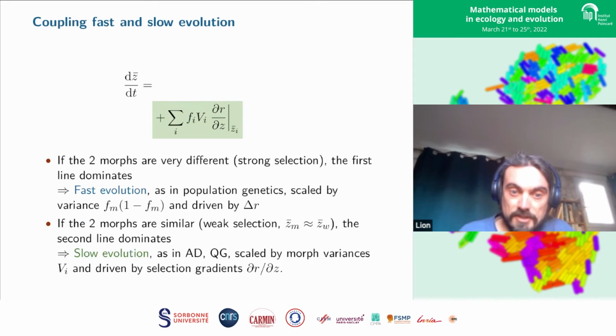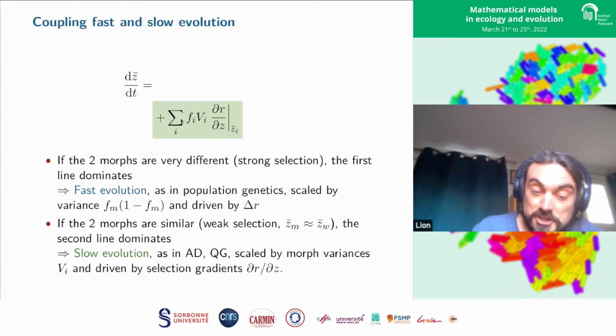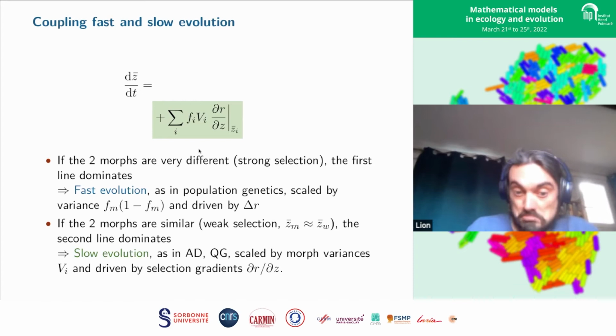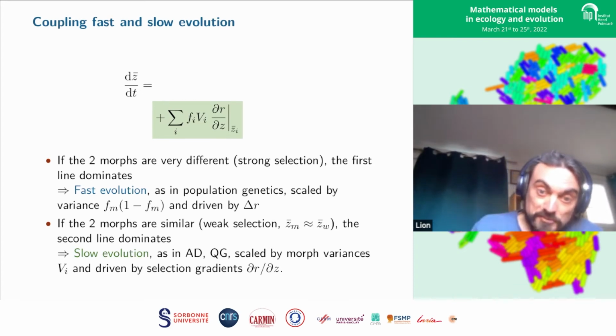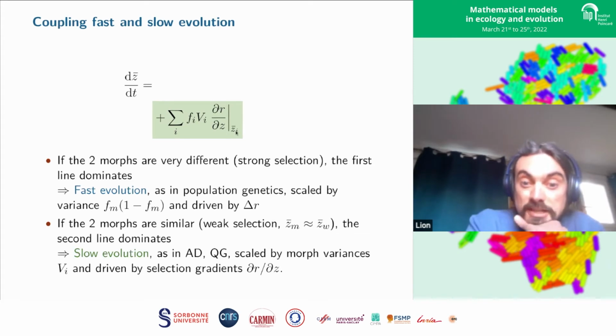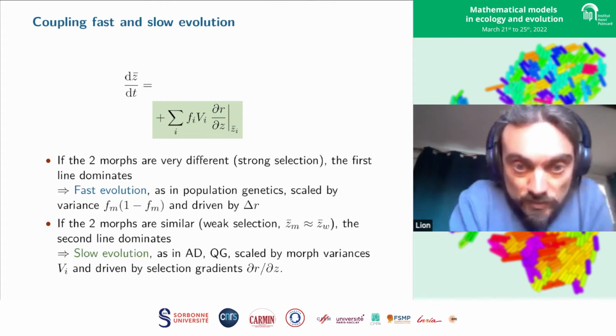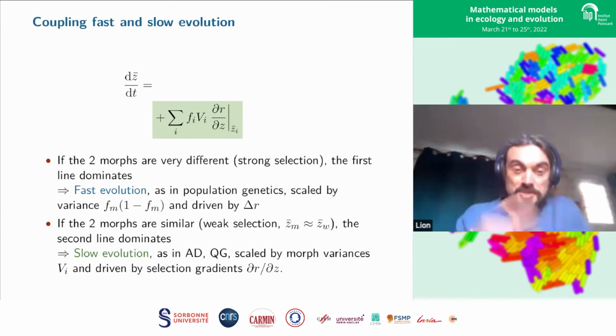But if the two morphs are very similar, so these two morph means are very close, then maybe this second line is going to dominate. In this case, we're going to have a slow evolution, like in adaptive dynamics and sometimes in quantitative genetics, where the rate of evolution is scaled by the morph variances and driven by selection gradients, which are the derivative of the fitness function evaluated at the morph mean. And so we can actually couple the fast and slow evolution process with this approach.